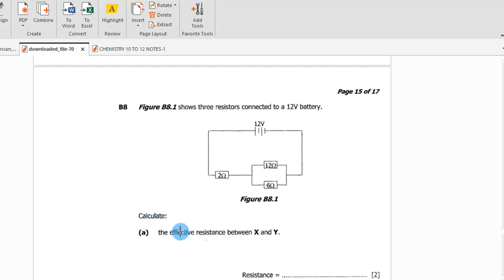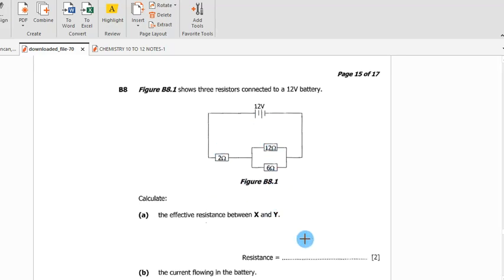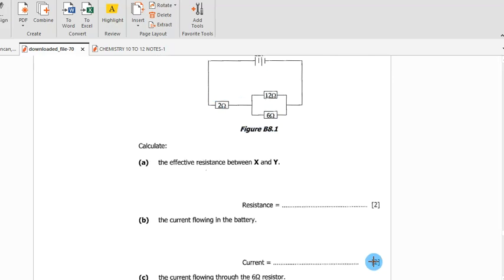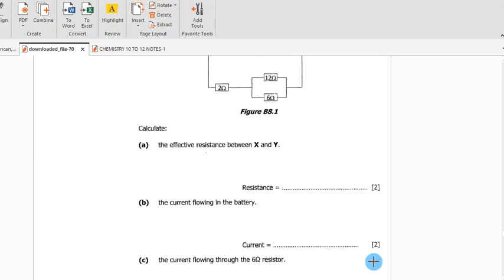So the first question, calculate the effective resistance between X and Y. Now in this question there was a mistake. X and Y were not shown. X is supposed to be here and Y is supposed to be here, so that when you say the effective resistance between X and Y, you are simply referring to the total resistance of the circuit. So that's the first question, and you can see it's 2 marks. This is a question like the ones we have looked at. This is just to show that what we are discussing is actually what comes in exam papers.